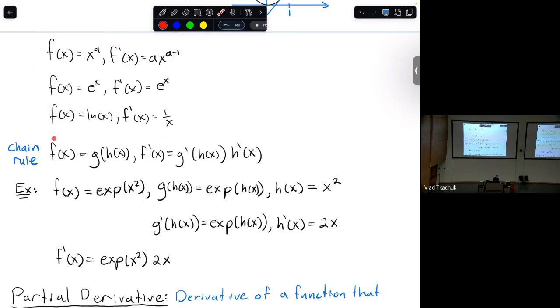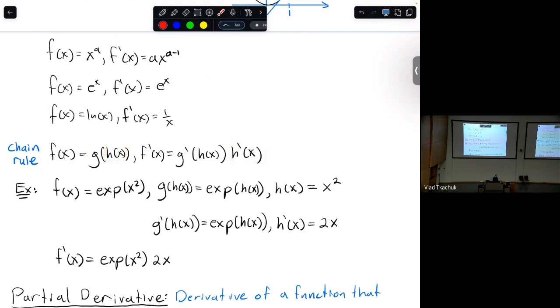Okay, and that looks like this, for example. If you have some function f of x that's actually a function like g of h of x, then its derivative, f prime of x, can be written as the derivative of the outer function with respect to the inner function as the input to it. So you treat this as the variable, and then you take the derivative of the inner function with respect to its input, which is x.